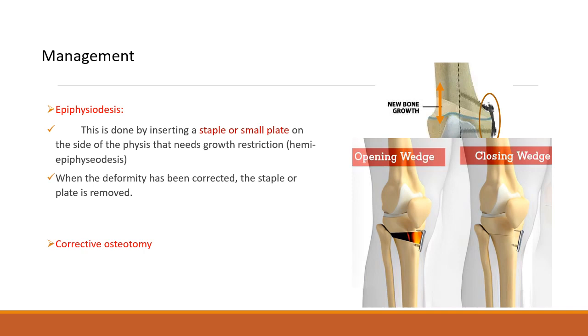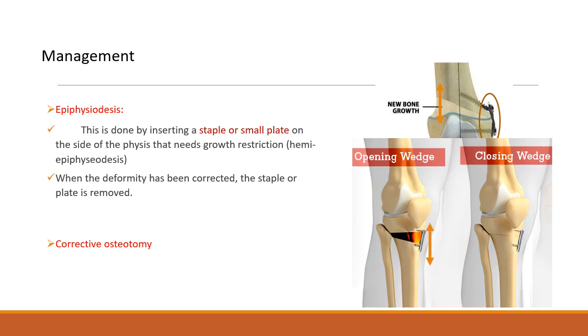If we pass the age of open growth plates, we can do a corrective osteotomy. The corrective osteotomy could be an open wedge or a closed wedge osteotomy, either taking a wedge from the bone and closing it on itself to correct the deformity, or inserting a wedge after cutting the bone to do a correction.